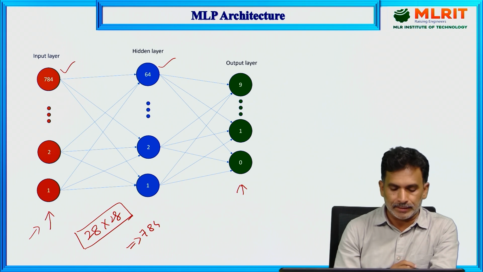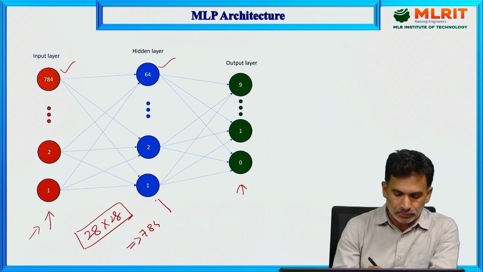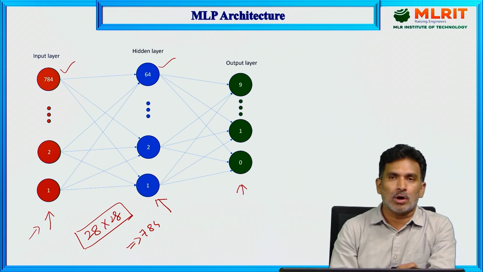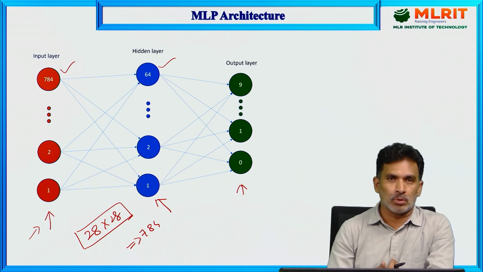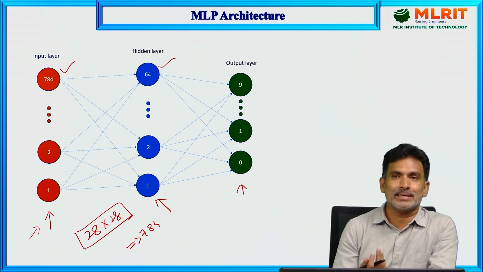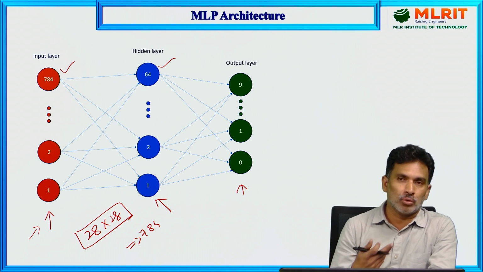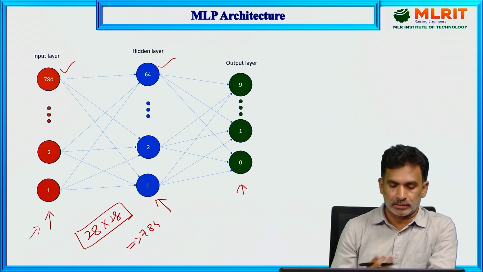Next, the hidden layer. We have to decide how complex a model we want. If you want a more complex model, you use more hidden layers and more neurons in each layer.